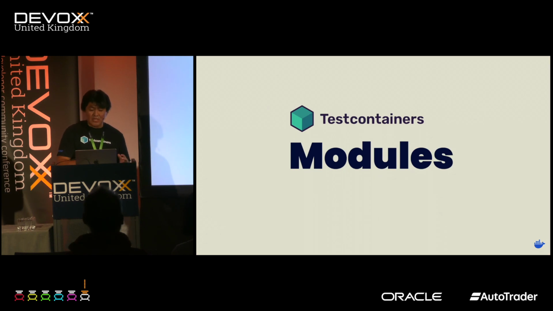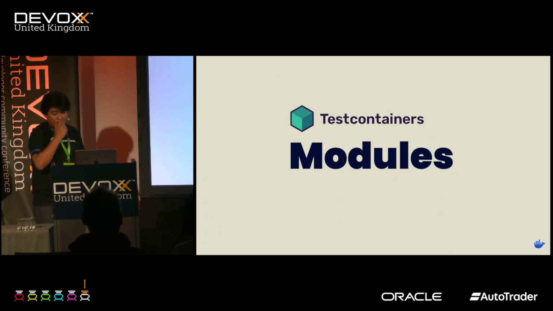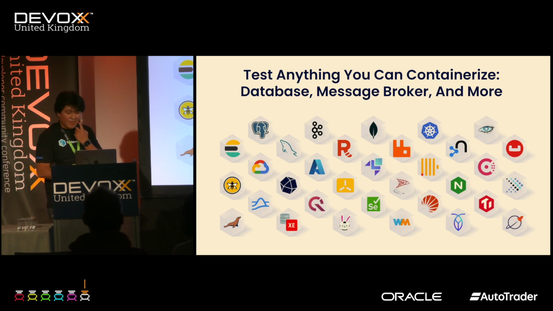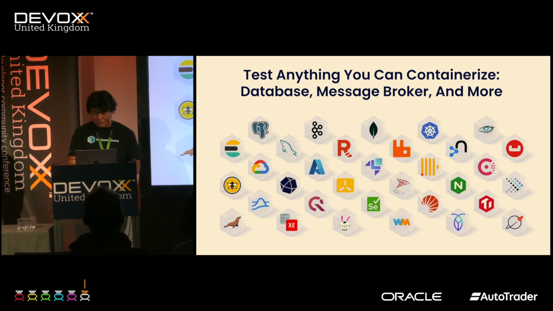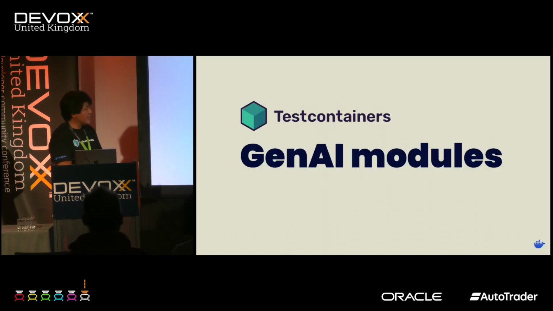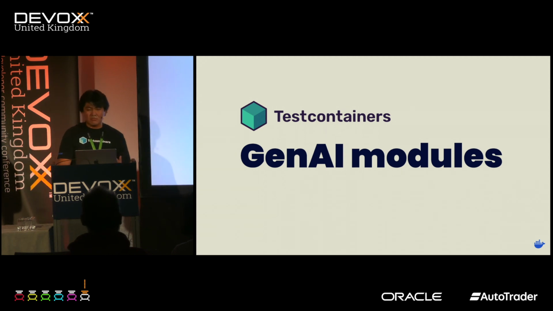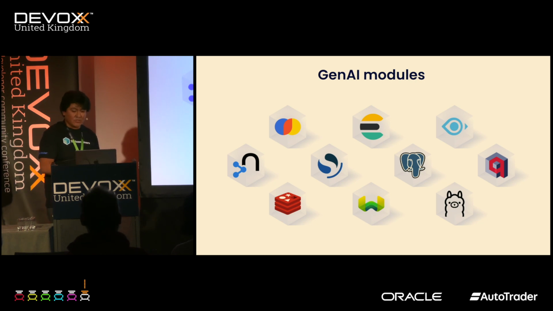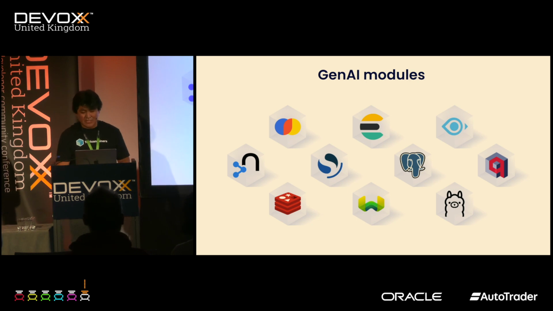And Testcontainers offers different modules, okay? We have many, many modules: databases, message brokers, cloud emulators, and all of that, NoSQL databases. But in January, we started working on some GenAI modules, or some technologies that are used for GenAI. So we have some databases. We have Ollama in there, ChromaDB, Redis, Weaviate, Milvus, Qdrant.